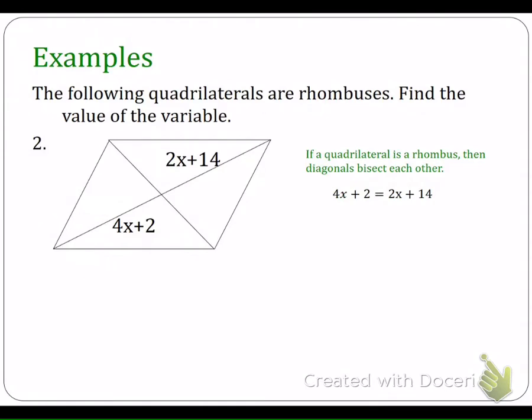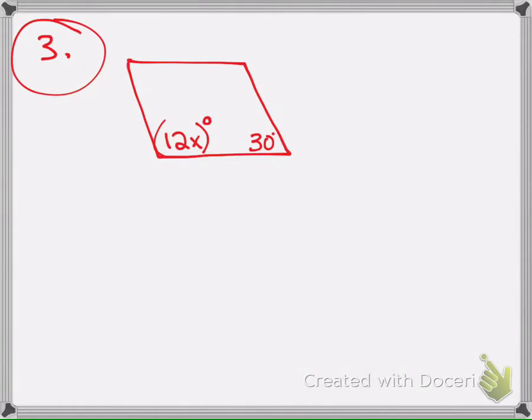What did you get for your answer? 6. I think I agree. We're going to subtract 2x from both sides. All right, so we have 2x plus 2. Subtract the 2. Divide by a 2. And yes, it is indeed 6.